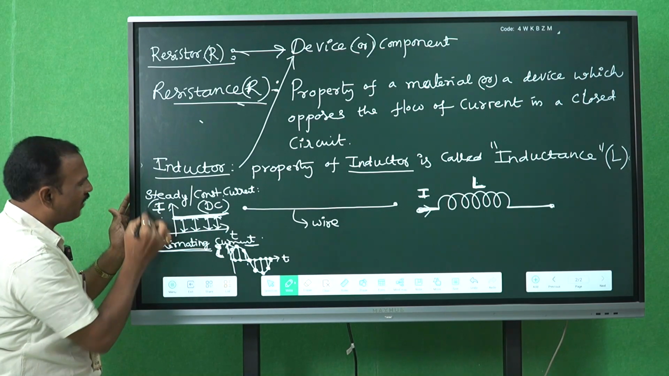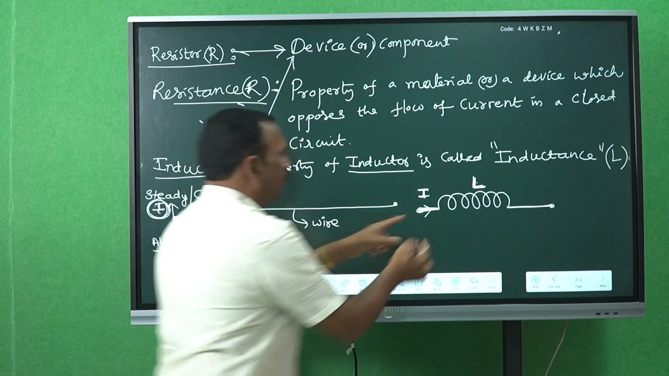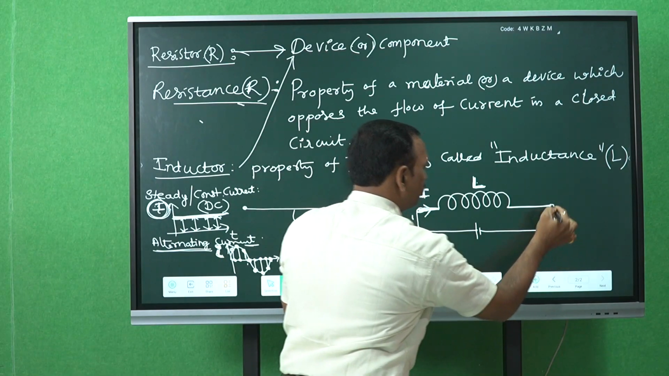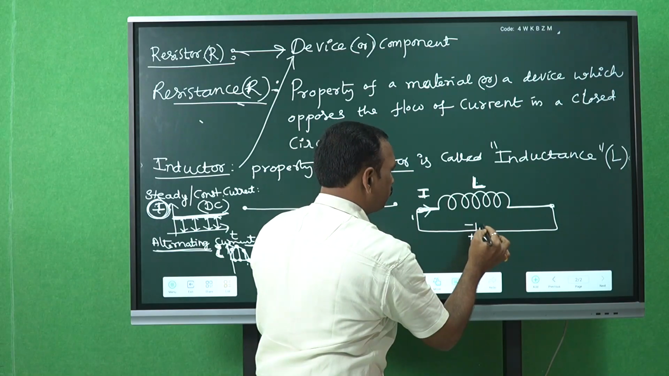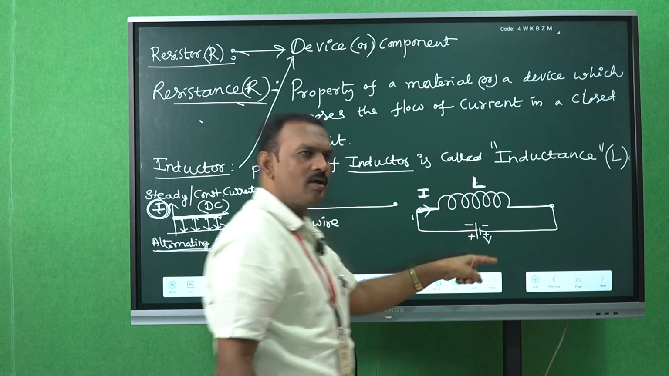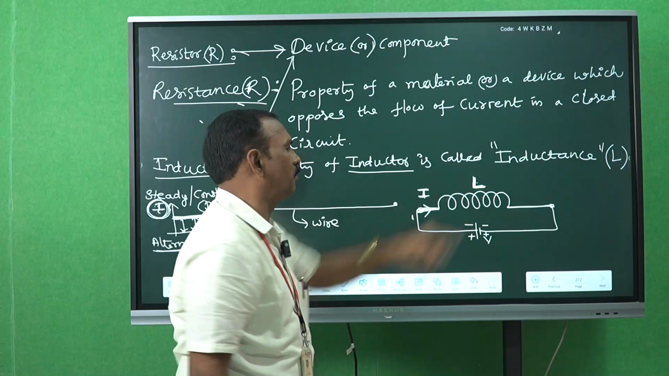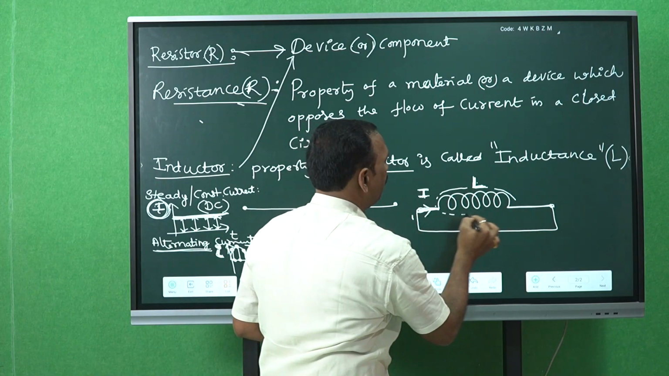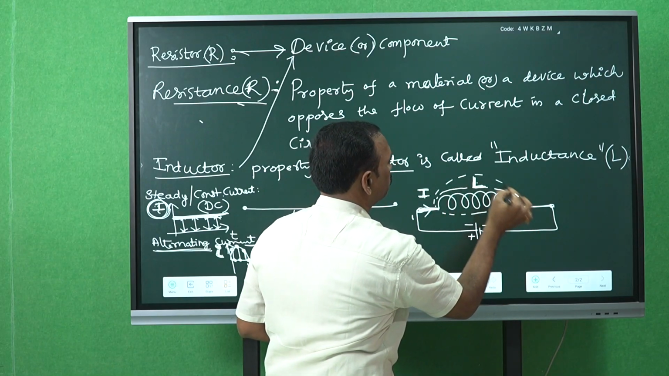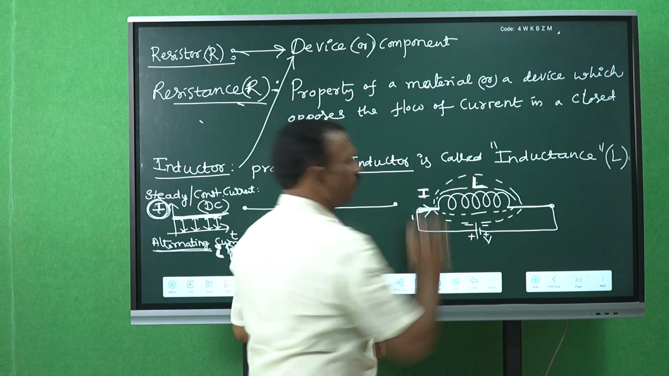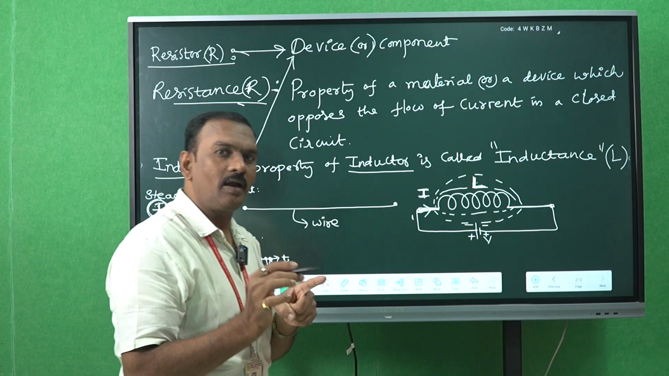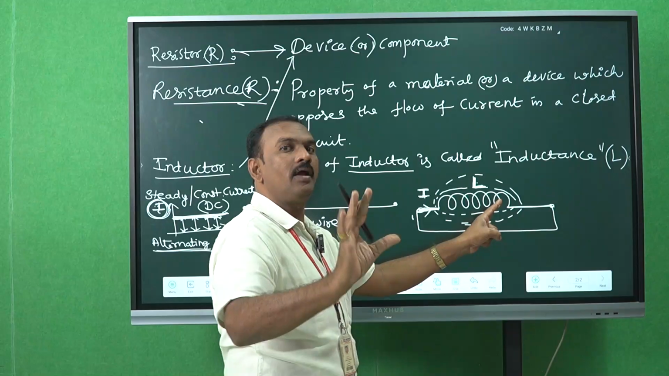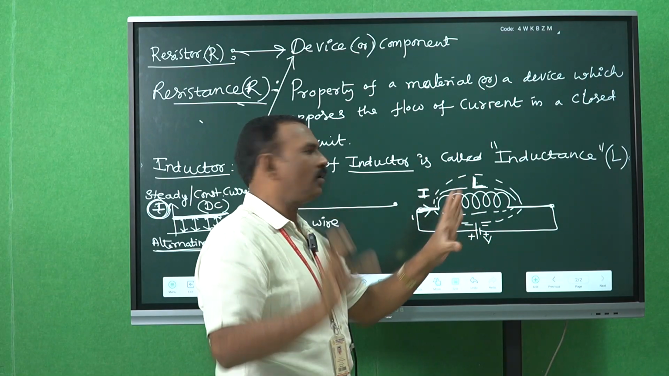Now, if we pass a steady current or DC current through the inductor with the help of a DC supply, then a magnetic field will be set up around the inductor. Whenever a steady current or DC current passes through the inductor, a magnetic field is set up around it.